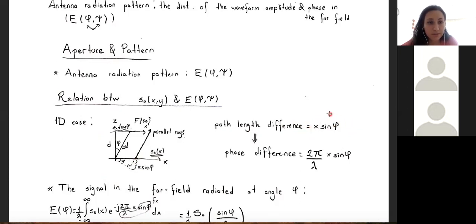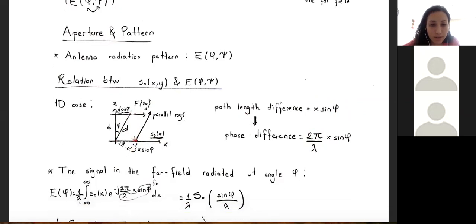Now we should understand how much phase difference this path length difference will cause. What do we know for a wave? The phase of a wave changes by 2 pi as it propagates by the length of a wavelength. So if the propagation distance is one wavelength, then the phase change will be 2 pi. If we do that ratio computation, if lambda distance causes 2 pi phase change, what will the distance x sine phi cause? That's going to be 2 pi over lambda times x sine phi. That's the phase difference that this ray will have compared to this one.